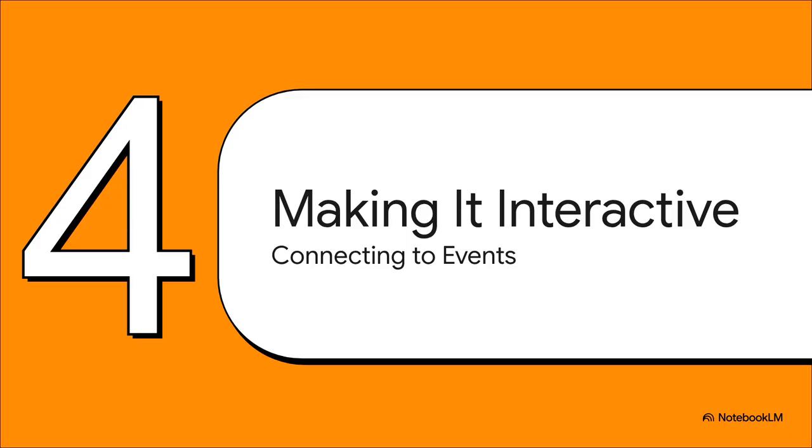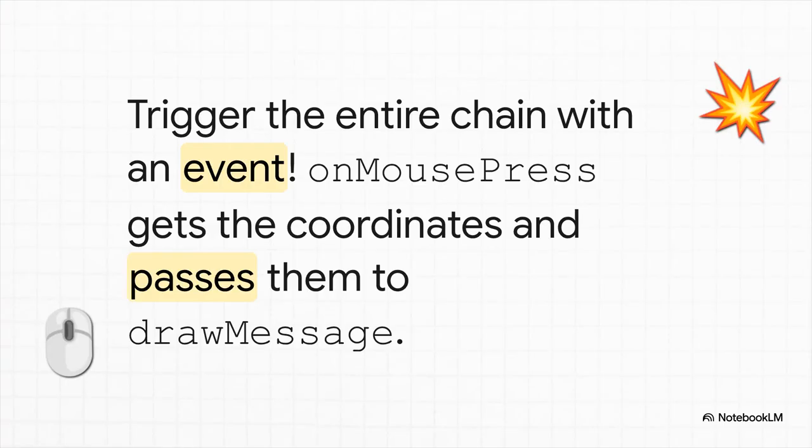Okay, moving on to section 4, making code interactive. We've organized our code, now let's actually connect it to what the user is doing. This is where the magic happens. We can trigger this whole chain of function calls with an event, like a mouse click. The onMousePress function automatically knows the xMouse and yMouse coordinates of the click. So we can just grab those and pass them straight into our drawMessage function, which then passes them to drawStars. And just like that, wherever you click, bam, the message and stars appear right there.